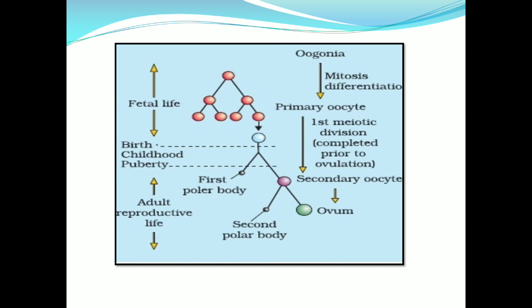So in the case of spermatogenesis, four daughter cells, that is four sperms, are formed, but as a result of oogenesis, only one ovum is formed.